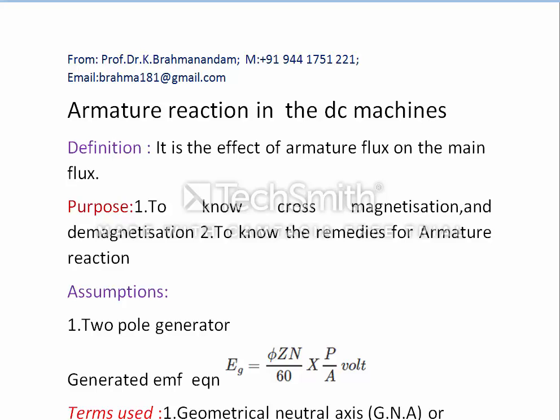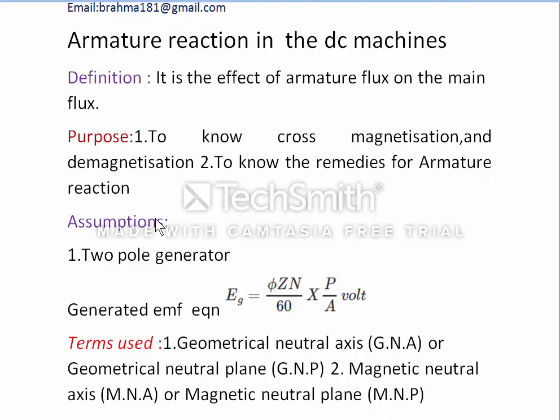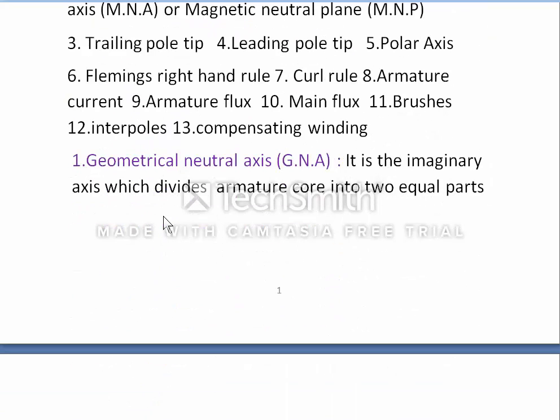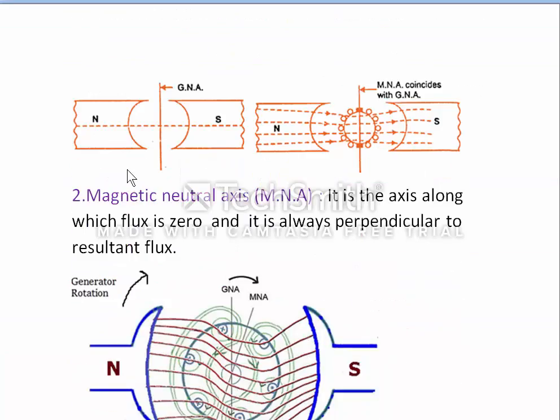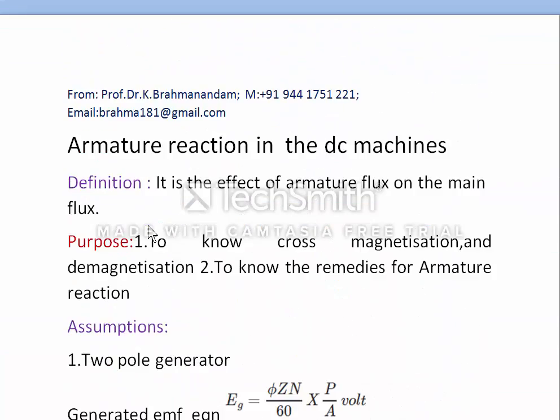Hi friends, today I will discuss armature reaction in the DC machines. First I will discuss definition, next purpose, next assumptions, next terms used, next armature reaction, next remedies for the armature reaction.